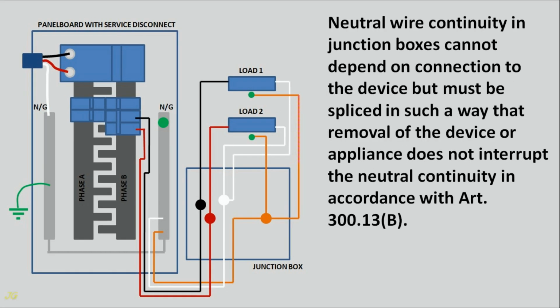Neutral wire continuity in junction boxes cannot depend on connection to the device but must be spliced in such a way that removal of the device or appliance does not interrupt the neutral continuity.